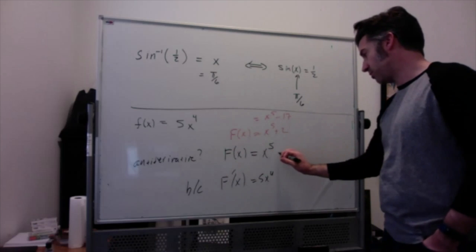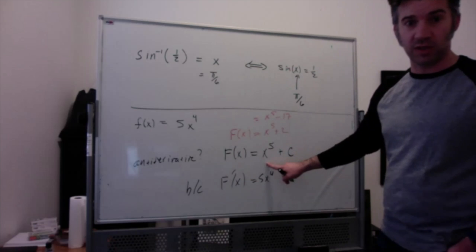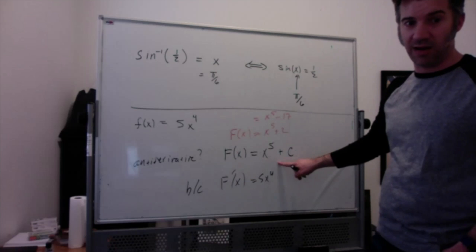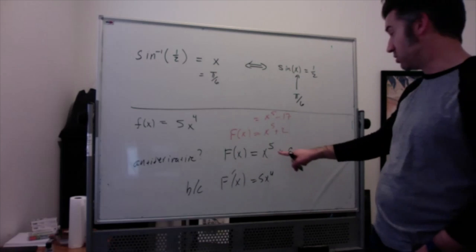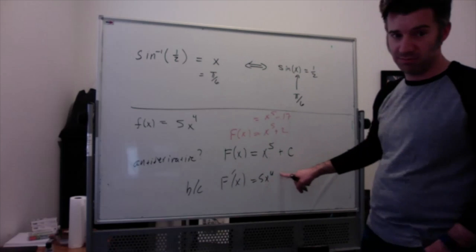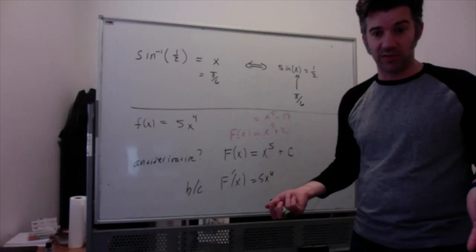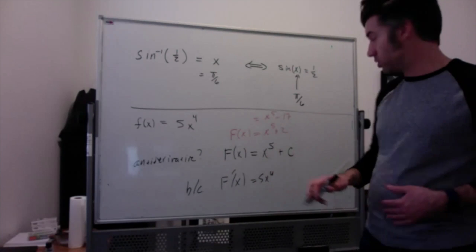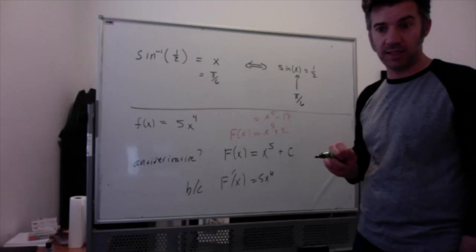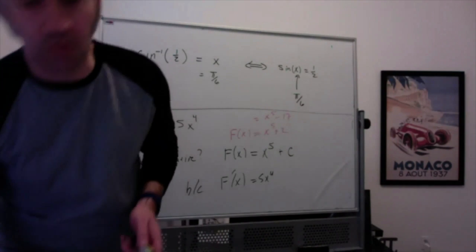So what we actually typically write is our antiderivative is whatever your function is with the variable x, and then you tack on a plus a constant. Because the derivative of x to the 5th is 5x to the 4th, and the derivative of c is 0. So whenever you're finding a general antiderivative, you're always going to tack on a plus c. All right, so let's look at some more examples.